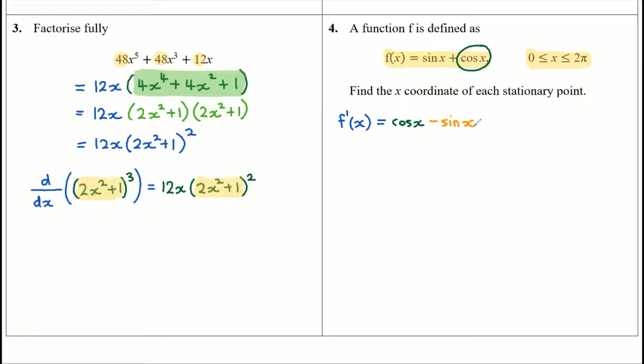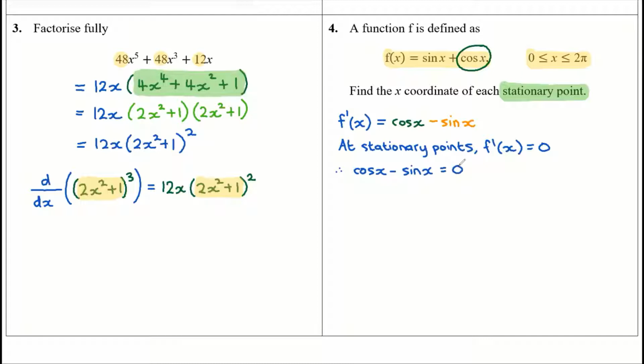And we are interested in stationary points. What do we know about stationary points? Well, we know that the derivative has to be 0. So let's state that. Show off to the examiner what you know. So at stationary points, the derivative f dash x must equal 0. So we set our derivative equal to 0. So therefore, cos x subtract sine x must equal 0. So the question is, how do we solve this?